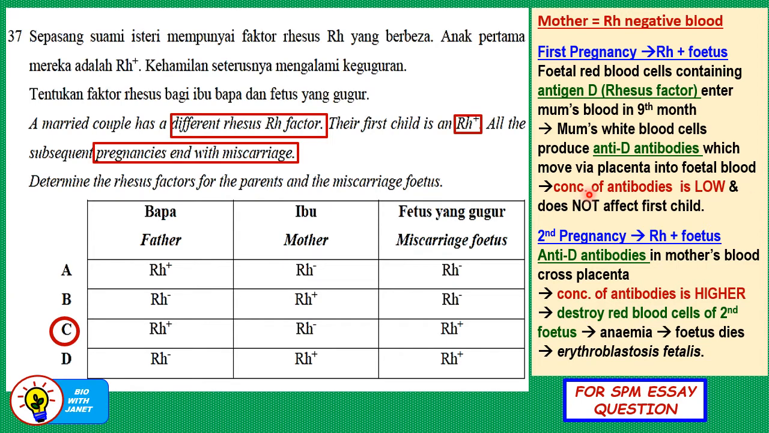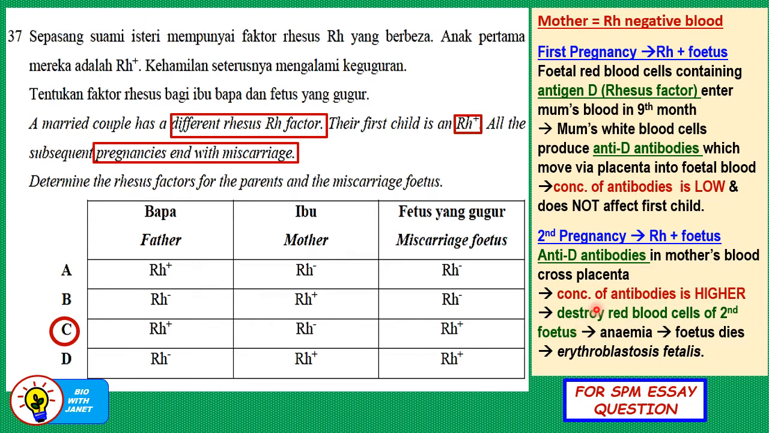Luckily for the first child, the concentration of antibodies is low, so it does not affect the first child. But in the second pregnancy, if the fetus is also rhesus positive, then again the mother is exposed to the antigen D or rhesus factor from the second fetus in about the 9th month. So she will again produce the anti-D antibodies in her blood. And this time, the concentration of antibodies is higher. So these antibodies move across the placenta and diffuse into the fetal blood.